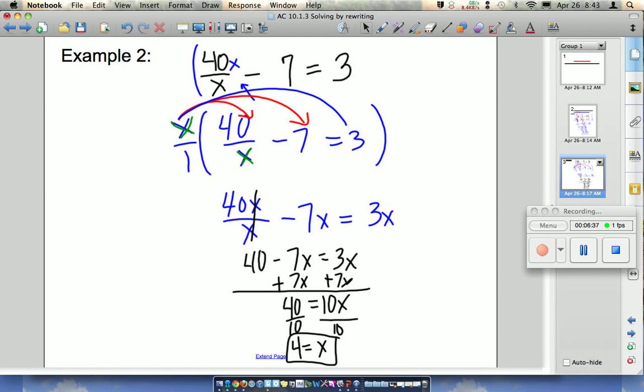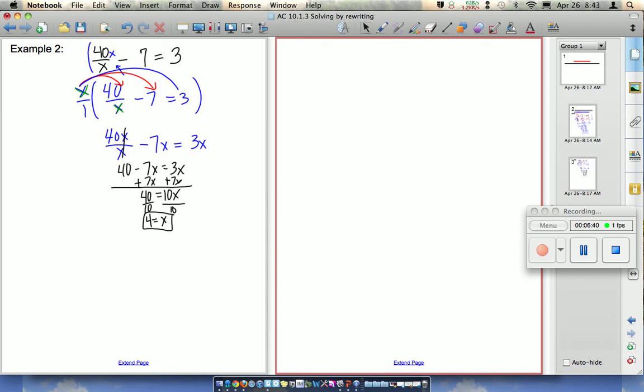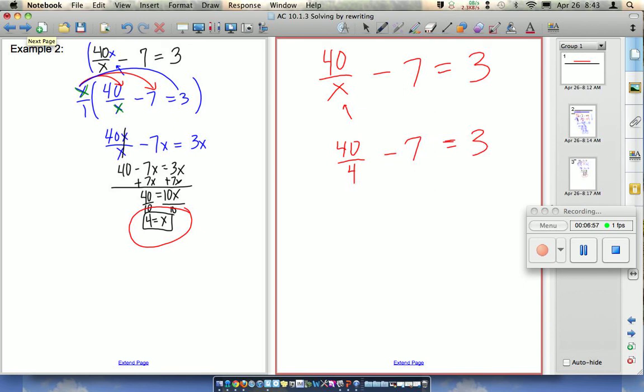Another quick thing is we know we can check our answers by simply plugging them back in. So when we got 4 for x here, I can go back to my original equation, and I can plug in 4 for x, and I can calculate out and make sure this actually works. Does this actually equal 3 like it's supposed to? Well, 40 divided by 4 is 10 minus 7. That does equal 3. So that is my correct solution. X does, in fact, equal 4.